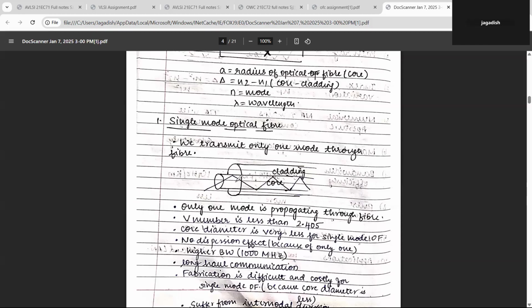Because of only one light ray, where can you expect dispersion? Only one light ray goes through. If you have multiple rays, there will be a dispersion effect. So no dispersion effect, higher bandwidth, so it will have 1000 megahertz. I already told you that in step index fiber the bandwidth will be in the range of megahertz to gigahertz. In step index fiber, what will be the bandwidth? It will be in the megahertz or gigahertz range.